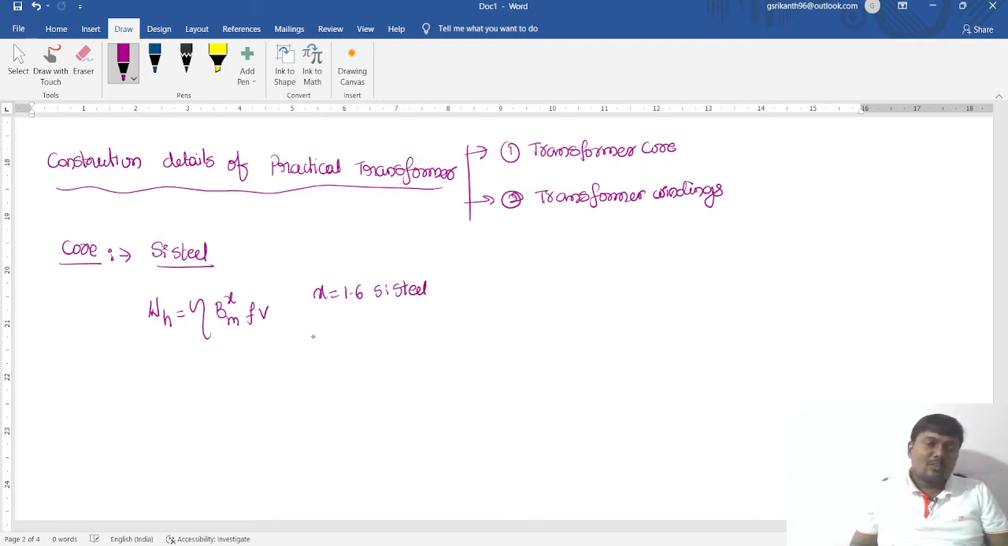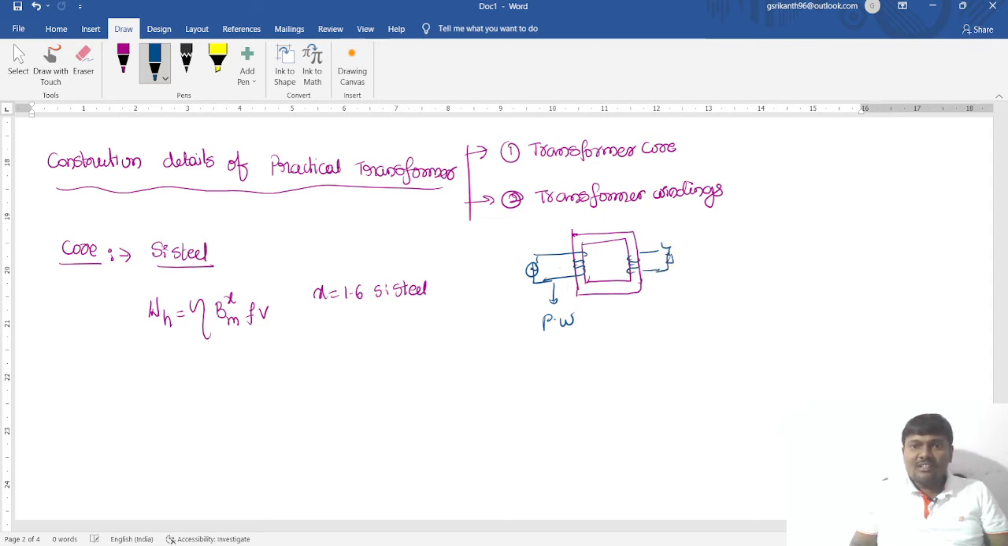We can use core materials as a transformer core. I will draw the square shape of a transformer. I wind the winding on limb 1. Let us say this is called the primary winding, and another winding is also wound, which is connected to the load. This is called the secondary winding. This part is called the transformer core, and these two are the transformer windings.